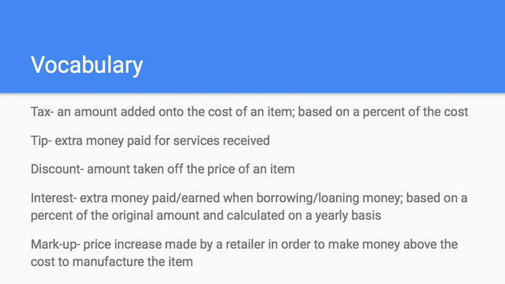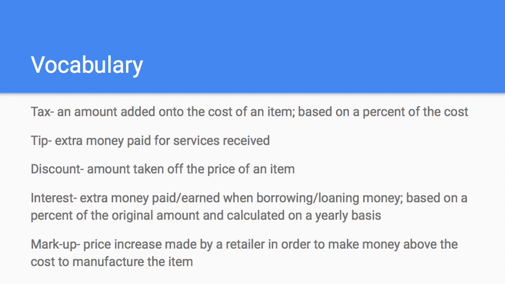And then the ones that you're maybe not so familiar with are interest. This is extra money paid or earned when you're either borrowing or loaning money. And it's based on a percent of the original amount, and it's calculated on a yearly basis. So you may have a savings account that earns interest, and it earns interest because the bank essentially is borrowing the money from you. Your parents might have a car loan or their house mortgage that they have to pay a certain amount of interest on, and that is extra money that you have to pay whenever you're borrowing that money.